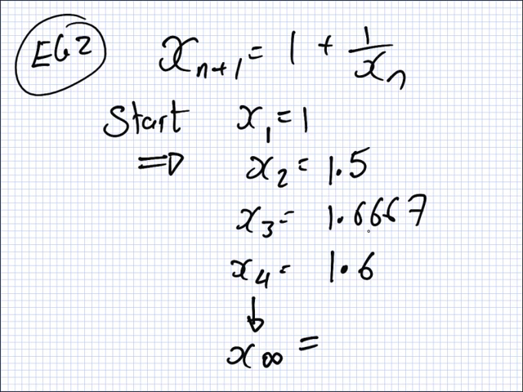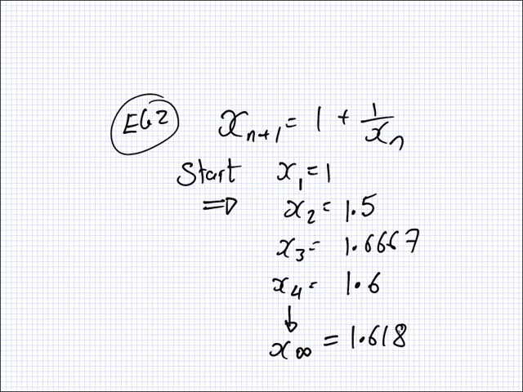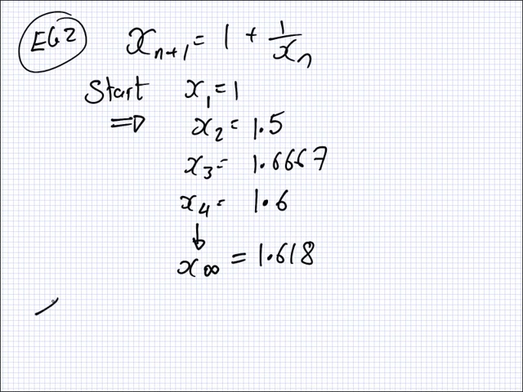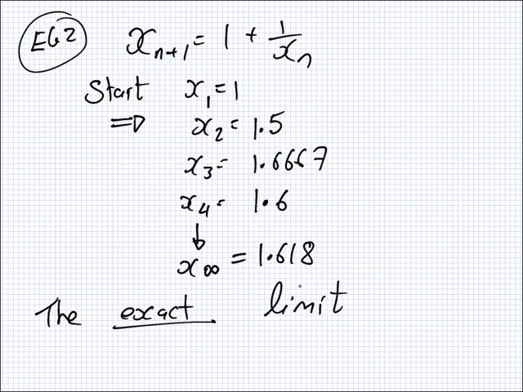Maybe it's 1, maybe it's 2, or maybe it's something in between. 1.61. Yeah, it's not exact, is it? So my question now is to find the exact limit. Do you understand? I don't want a decimal, I want the exact limit. That means I want the answer like root 2 or root 3 or whatever. Okay? Let me show you how to do that.